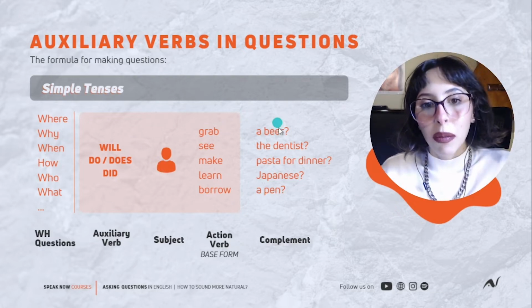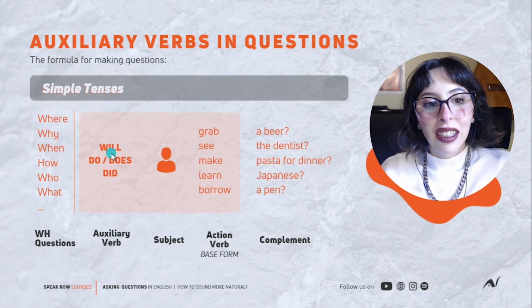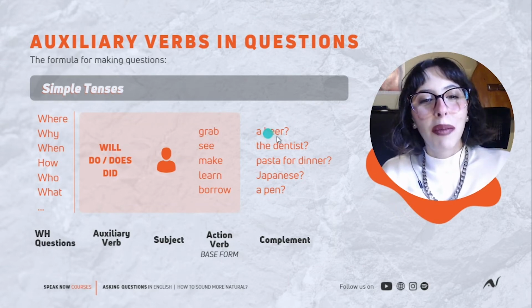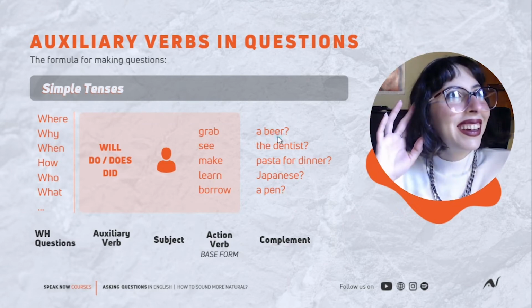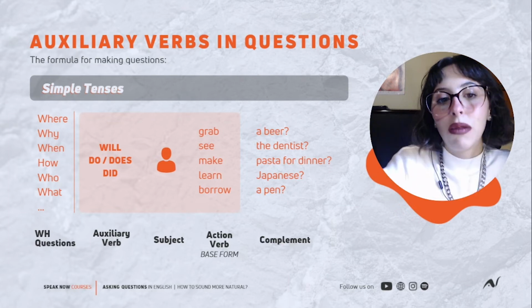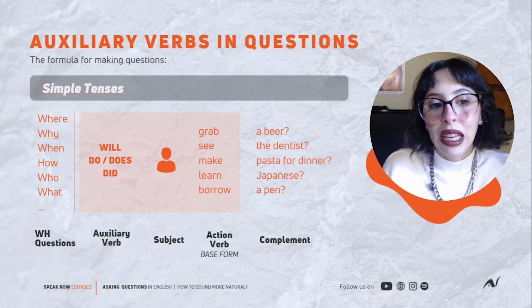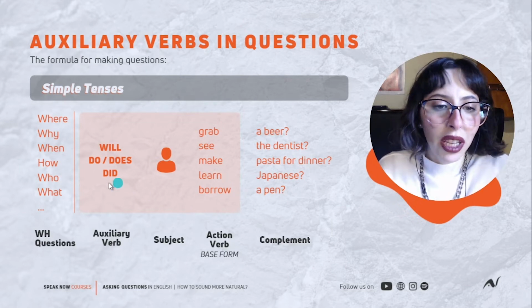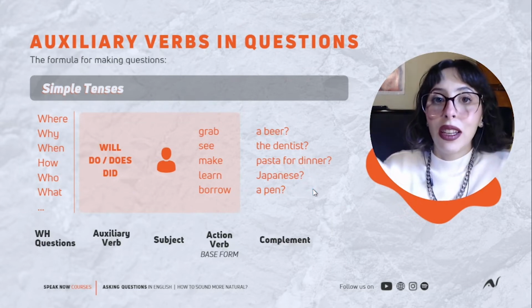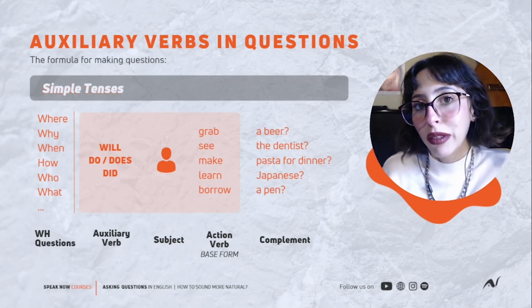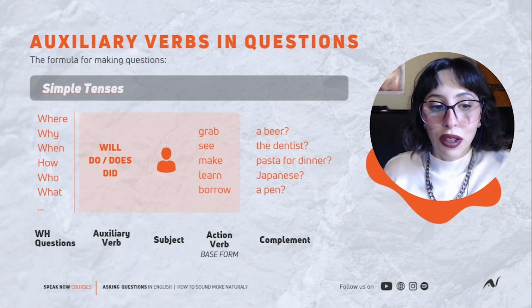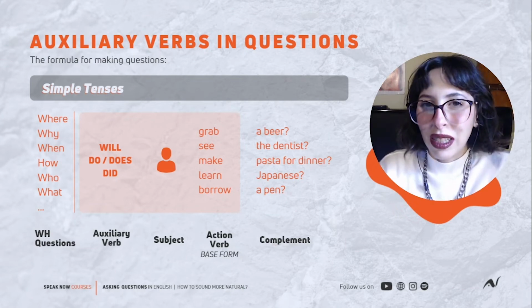Will you grab a beer? Can you repeat that example? Repeat after me. Will you grab a beer? So this is one example of how we use the auxiliary verb for a simple tense. In this case, it's future simple, but you can create more combinations. And in the exercises that you will find linked in the description of this video, you will be able to practice how to make the questions using this formula, using this structure.